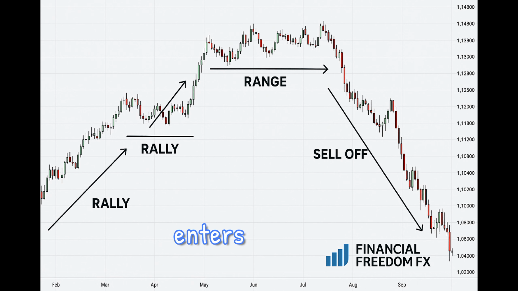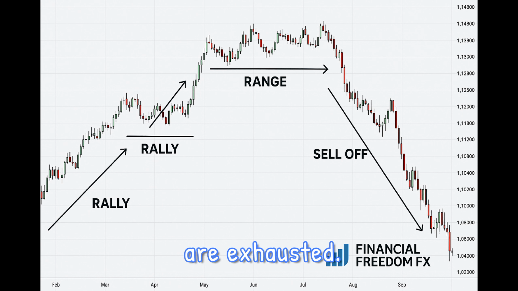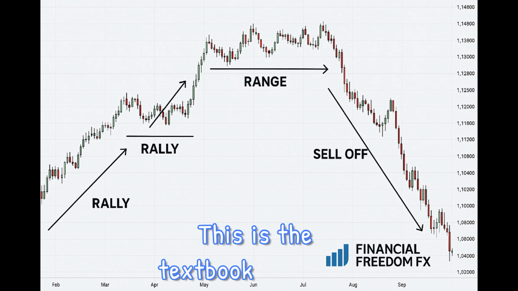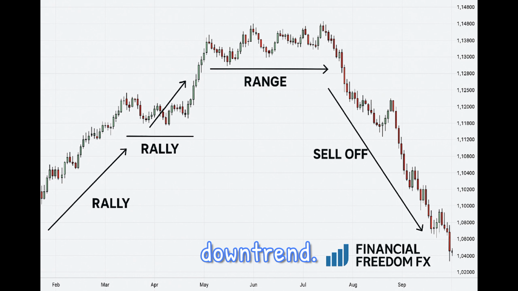Next, the market enters a second and much larger range. This is where the smart money exits. Price bounces up and down in a sideways structure, confusing retail traders. But if you observe volume and price action, you'll notice buyers are exhausted. This is the textbook phase of distribution before a downtrend.